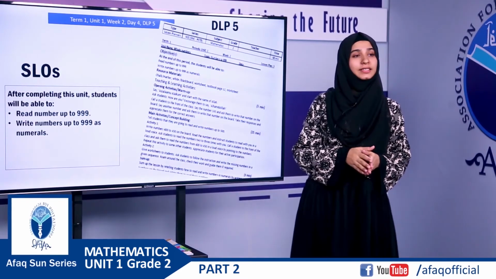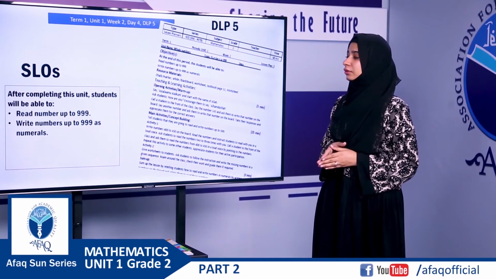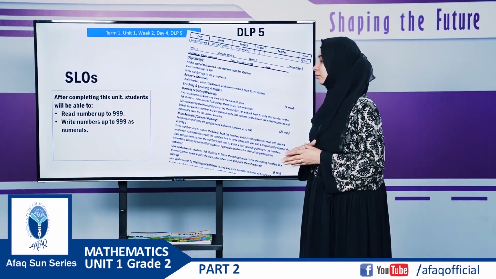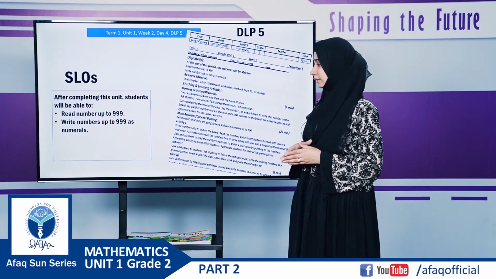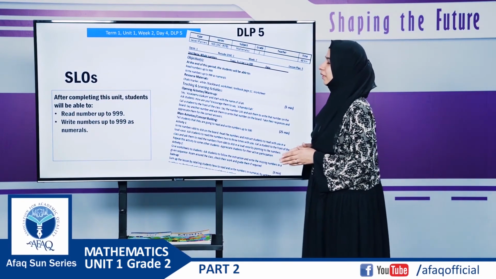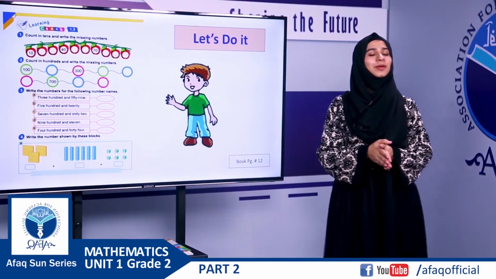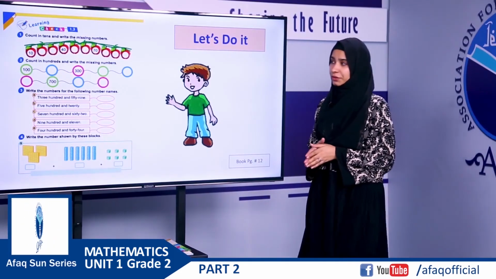Okay, so students, in this lesson we are going to cover only 2 SLOs, that is read numbers up to 999, write numbers up to 999 as numerals. To cover this SLO, the complete methodology has been given in DLP5 of day 4 of week 2 of unit 1 of term 1. Now open up your book page number 12. Here are a few questions for you.